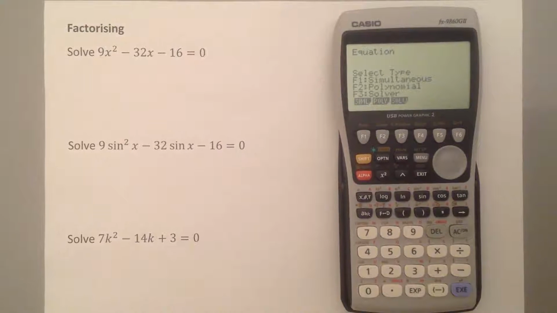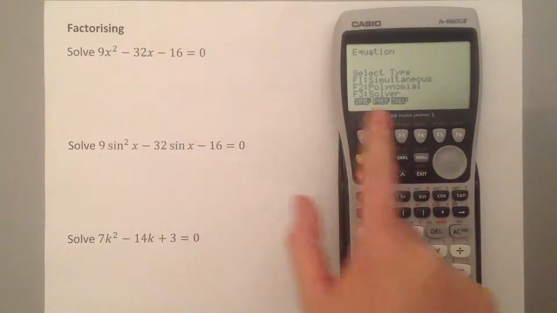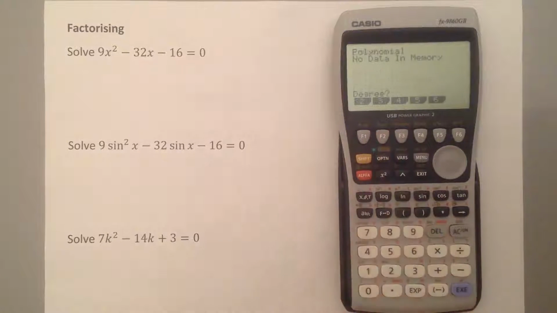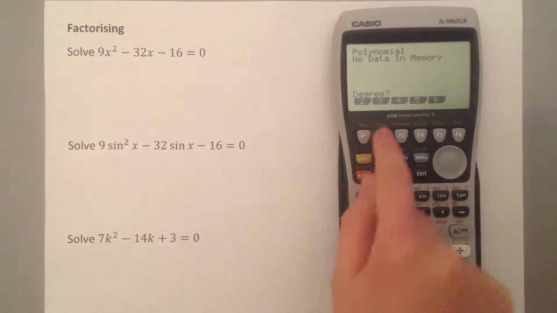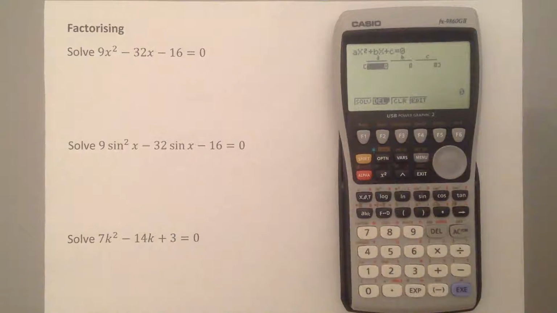So if we're factorising a quadratic, then we're going to want to factorise a polynomial, so we pick F2, and it asks us the degree. So for a quadratic the degree is 2, for a cubic the degree would be 3, and so on. If I click 2, it then just asks me nice and simply for A, B and C, like you'd put into the discriminant or the quadratic formula.